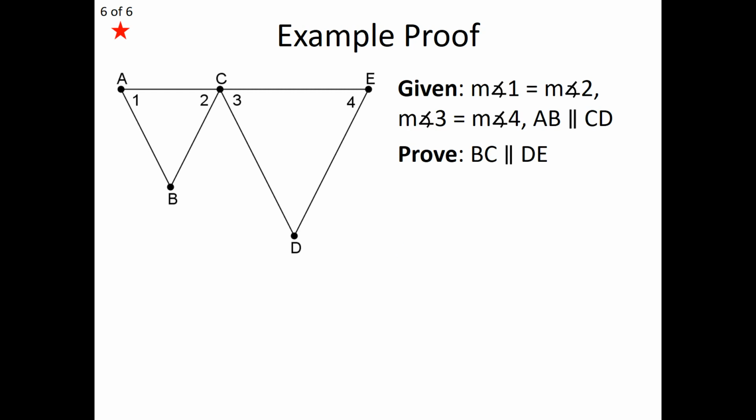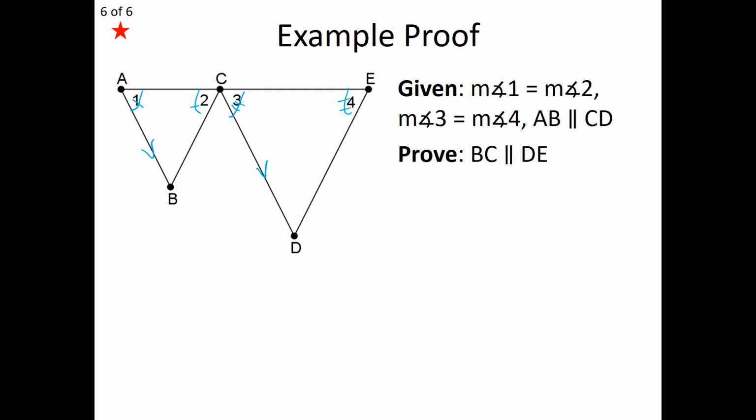Let's do one more example here then. Take a look at these two triangles here, ABC and CDE. We're given that in each of these, they have a pair of equal angles. We're given that angle 1 is equal to angle 2, and that angle 3 is equal to angle 4. We're actually going to prove, in this case, a set of parallel lines. We're given a set of parallel lines already, that AB and CD are parallel, but we're also going to prove that BC and DE are parallel.